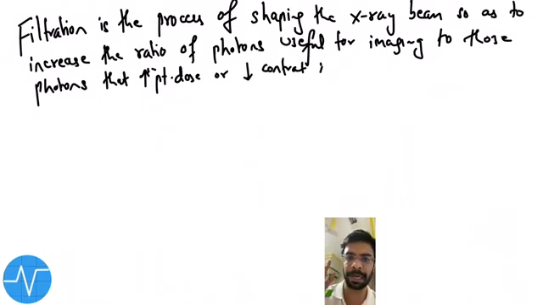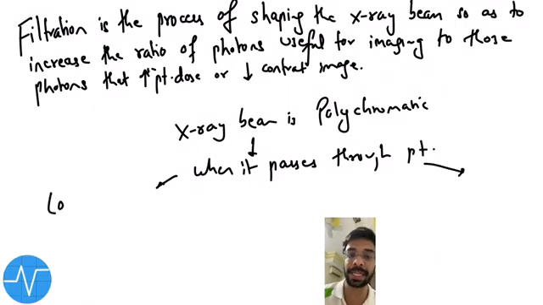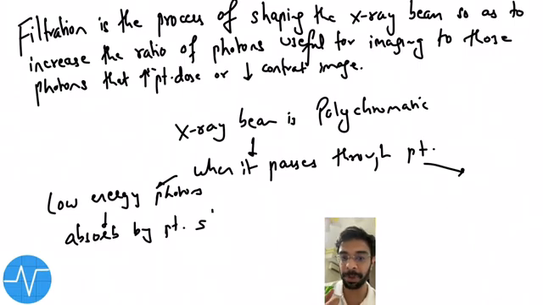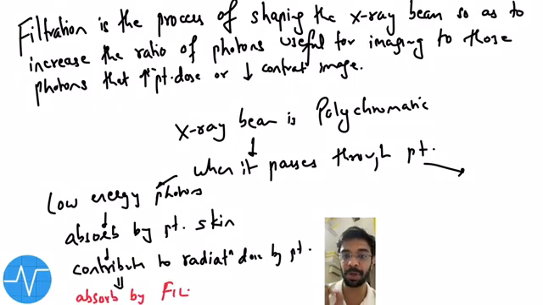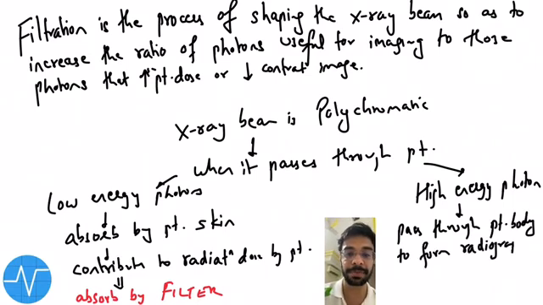As you know from Bremsstrahlung, the X-ray is polychromatic. Now, when this polychromatic X-ray passes to the patient, the low energy photons will be absorbed by the patient's skin. When absorbed, they contribute to the dose of radiation. Therefore, these low energy photons should be absorbed by the filter, whereas the high energy photons will pass through the patient body. They will be useful to form the radiographic image.